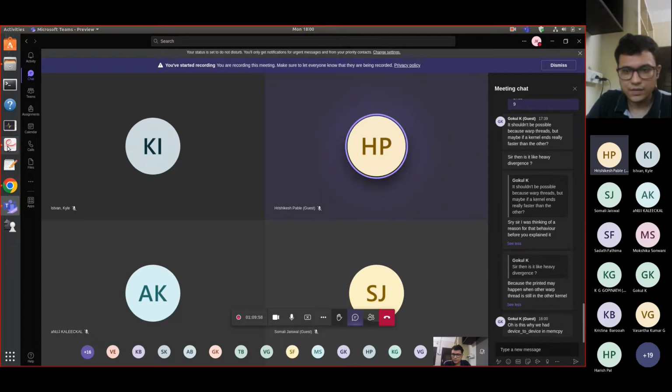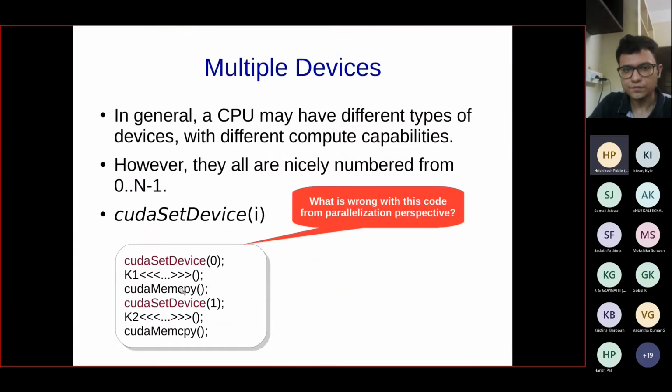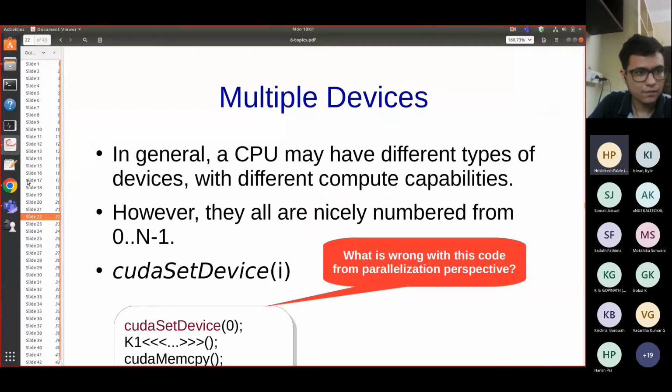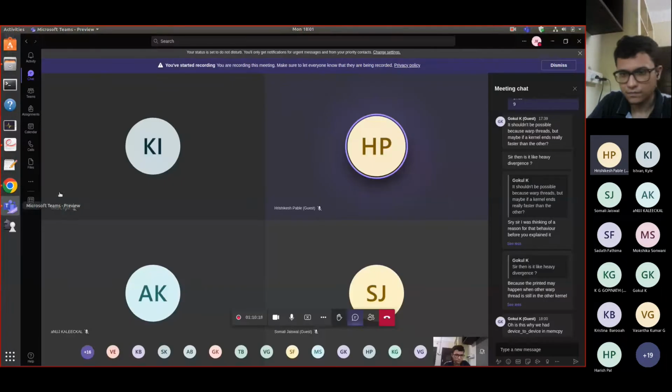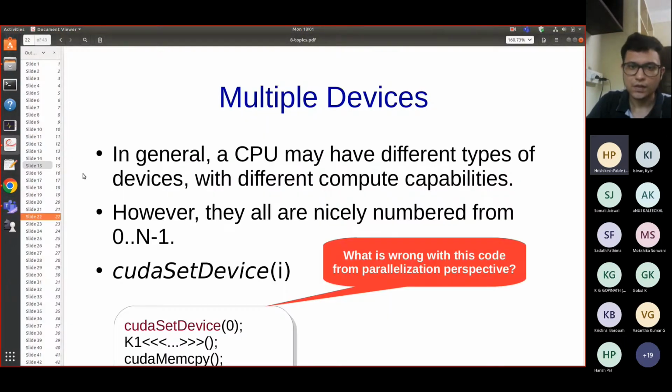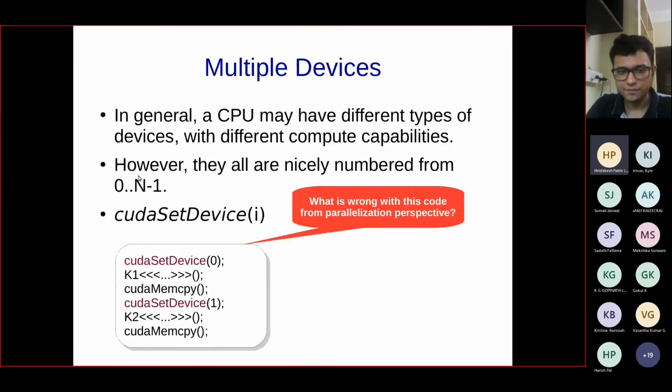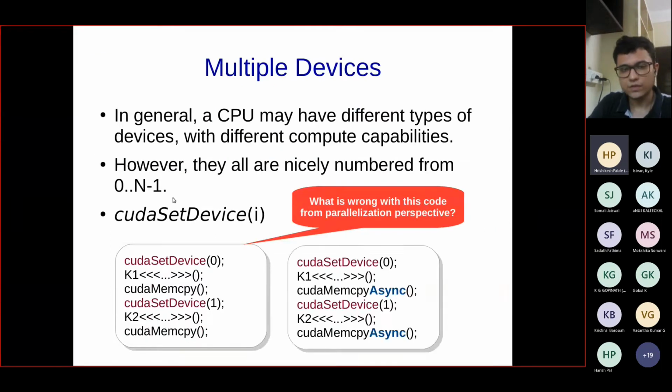Okay, any suggestions about what is wrong with this code from the parallelization perspective? Any suggestions? Okay, so let us understand what is wrong.